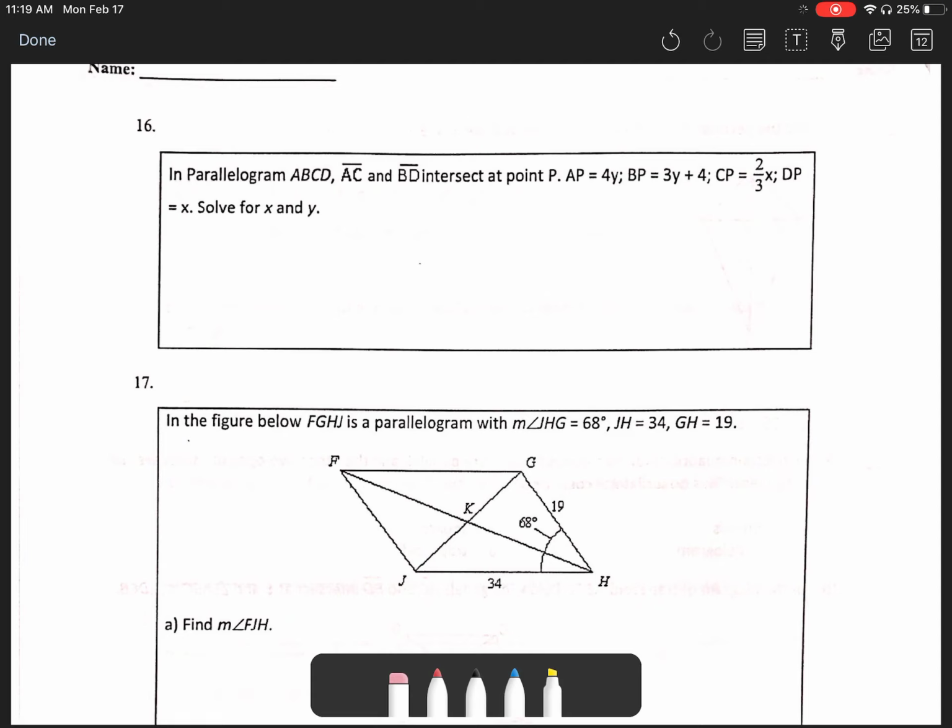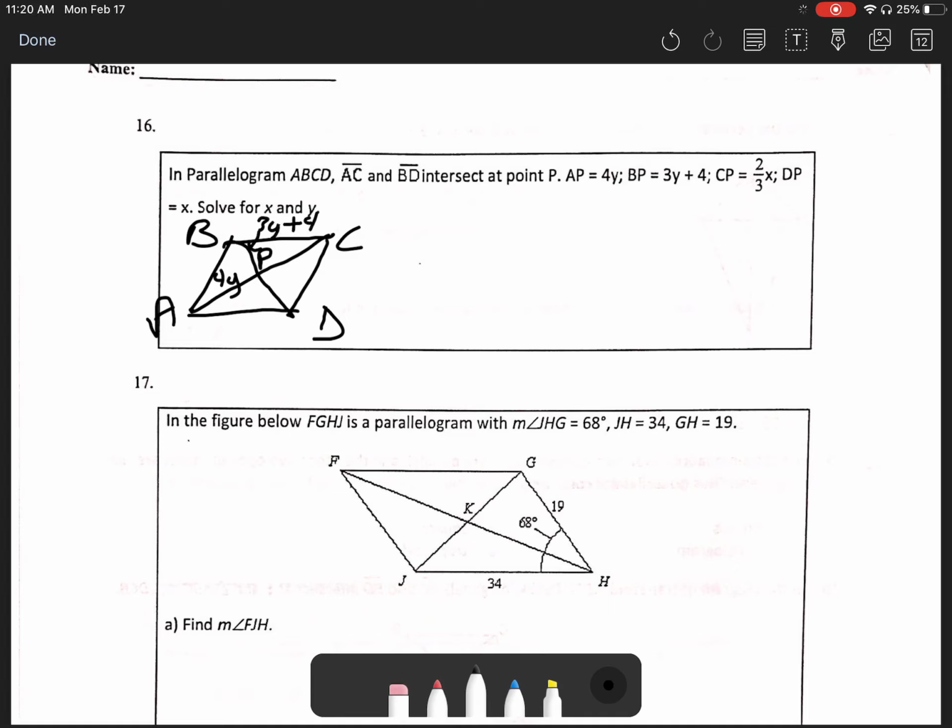Number 16, in parallelogram ABCD, AC and BD intersect at point P. So first thing we need to do is draw our parallelogram. Okay, I write my letters in order, A, B, C, D. AC and BD intersect at point P. AP is 4y. BP is 3y plus 4. CP is 2/3 x. And DP is equal to x.